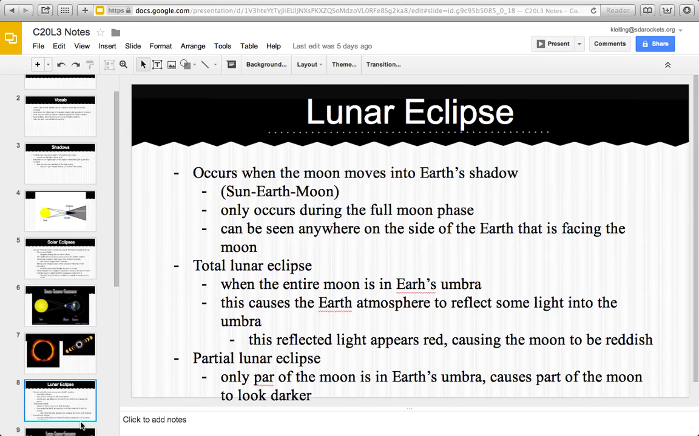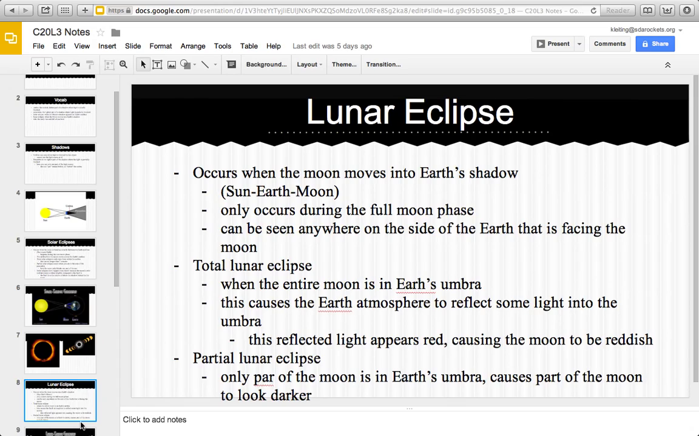So a lunar eclipse occurs when the moon moves into the Earth's shadow. So it's sun, Earth, moon is the order. They only occur during a full moon phase. They can be seen anywhere on the side of the Earth that is facing the moon.